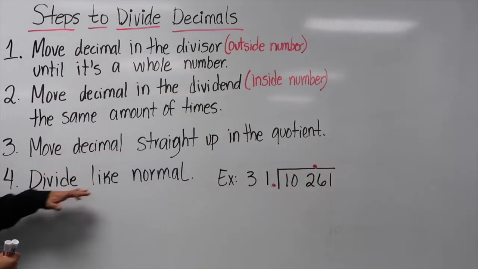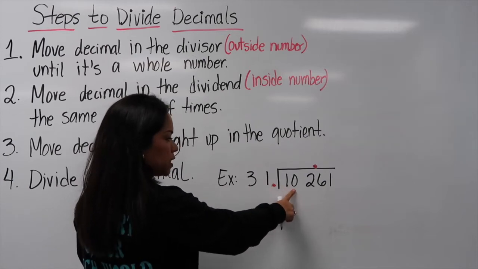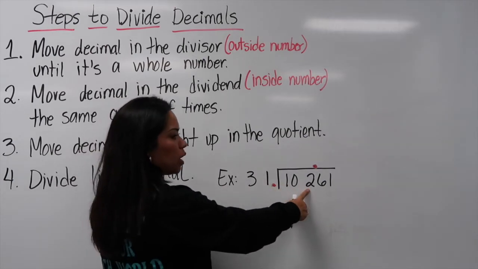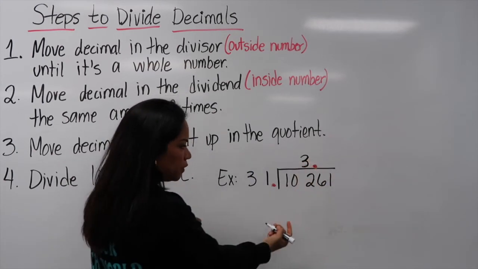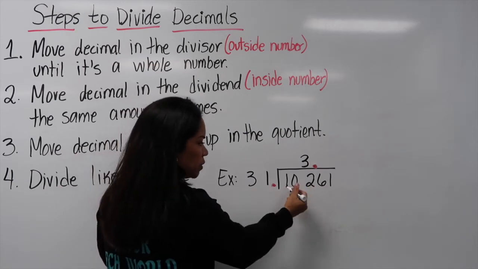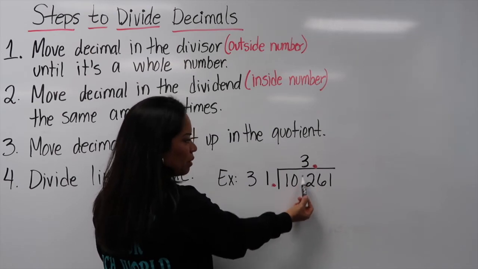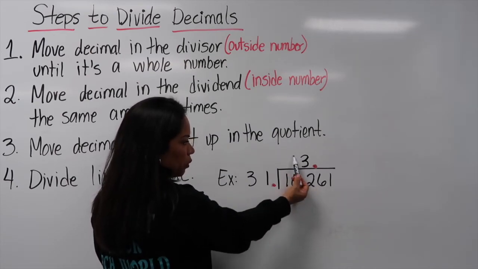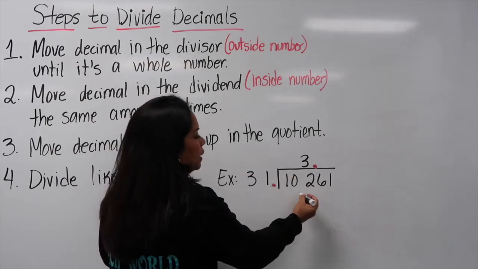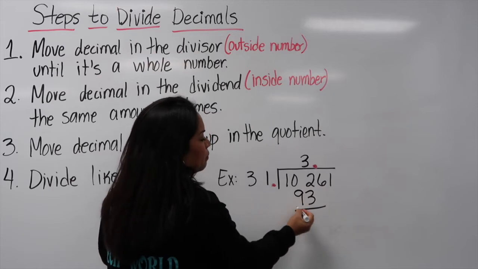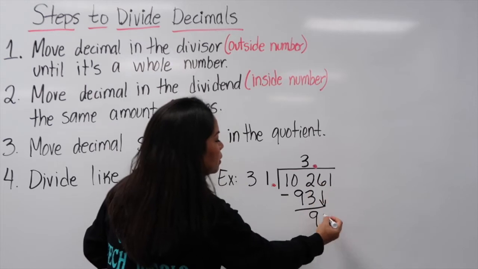Now we're going to divide normal. 31 cannot go into 1 or 10, but it can go into 102 3 times. And if you notice, since I'm using 102, my answer is right above the last number I'm using. Don't put your 3 over here above the 0 or above the 1. It's 93. Remainder 9. Bring this down, the next number.